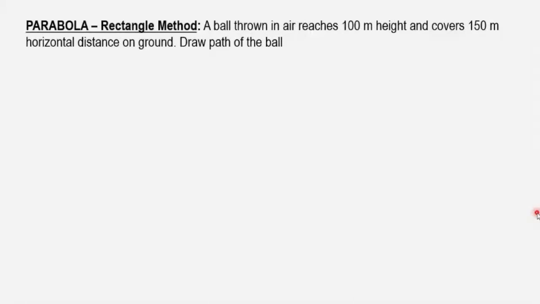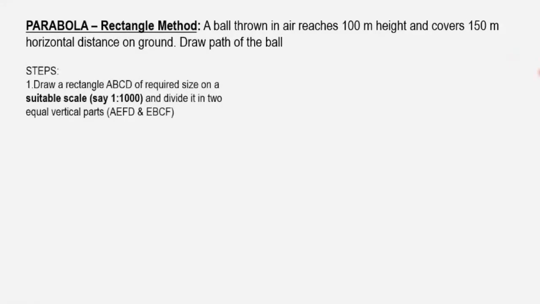A ball is thrown in the air, reaches 100-meter height and covers 150 meters horizontal distance on the ground. Draw the path of the ball. We know that the path of the projectile is a parabola that we have studied in our 12th standard physics. So first draw a rectangle ABCD of the required size on a suitable scale.